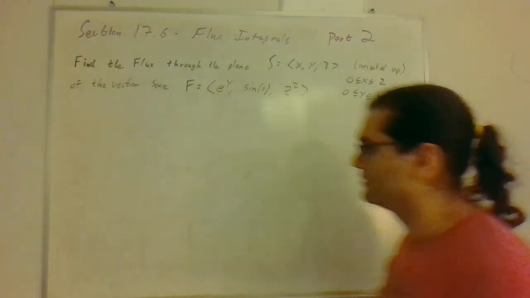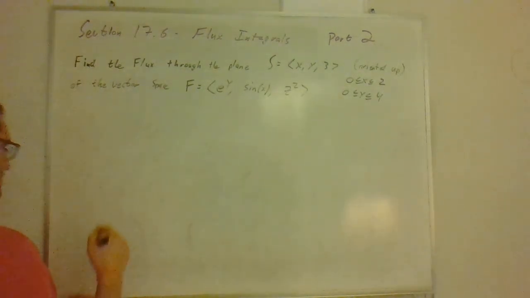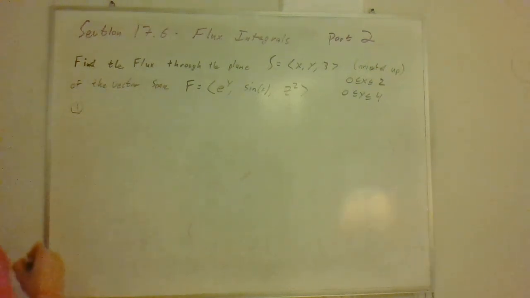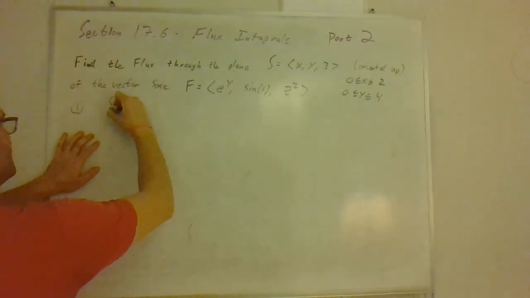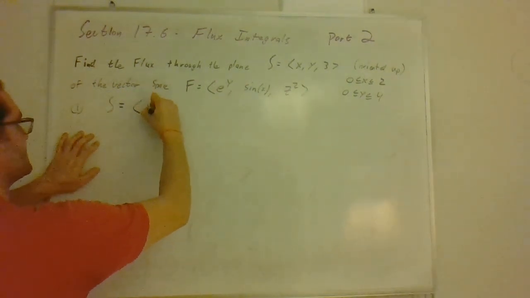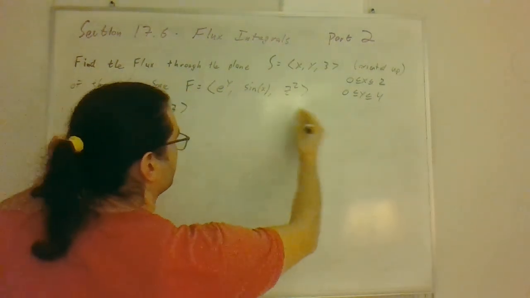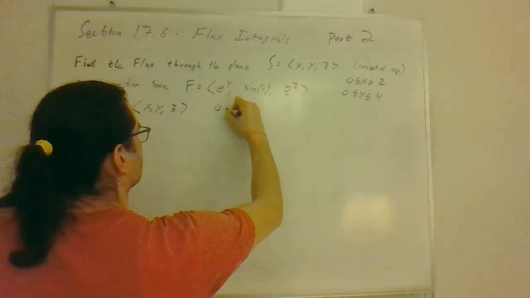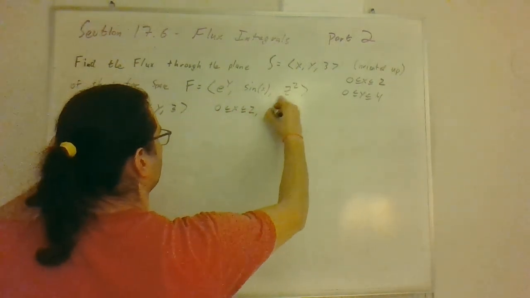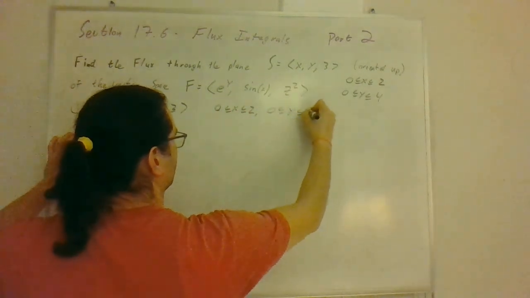So we're just going to start with step 1. Step 1 is actually already given to us. I'm just going to write it down anyway. S equals x, y, 3, and 0 is less than or equal to x, less than or equal to 2, 0 less than or equal to y, less than or equal to 4.